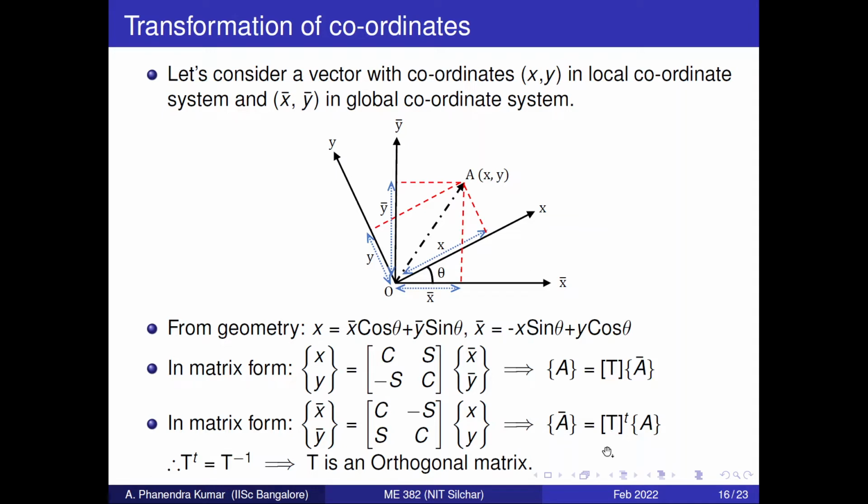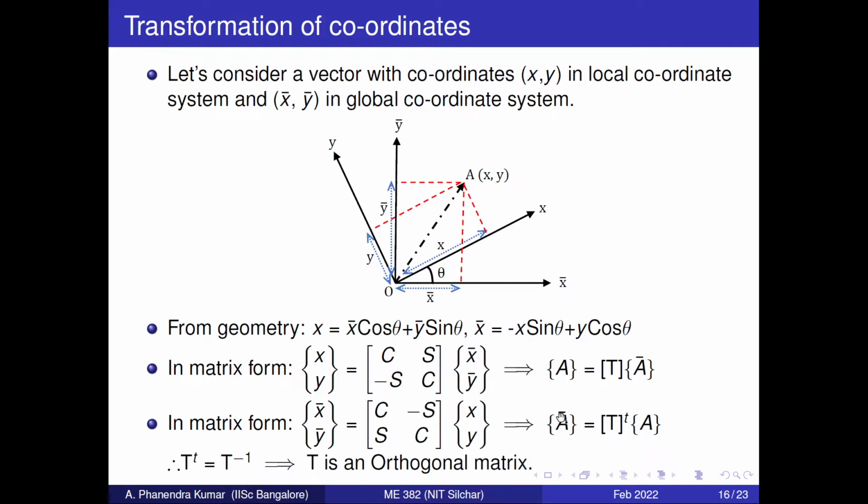Similarly, if we have global also, we will have A bar, and you can see here, the transpose of this will give this part. If we transpose this, then we will get [c, s; -s, c], right? So this matrix is the transpose of this matrix, so we are writing it as T transpose A. If we observe these two expressions clearly, let's multiply T inverse on both sides in this expression. T inverse A will be equal to I times A bar. So I times A bar will be A bar. So A bar will be equal to T inverse times A.